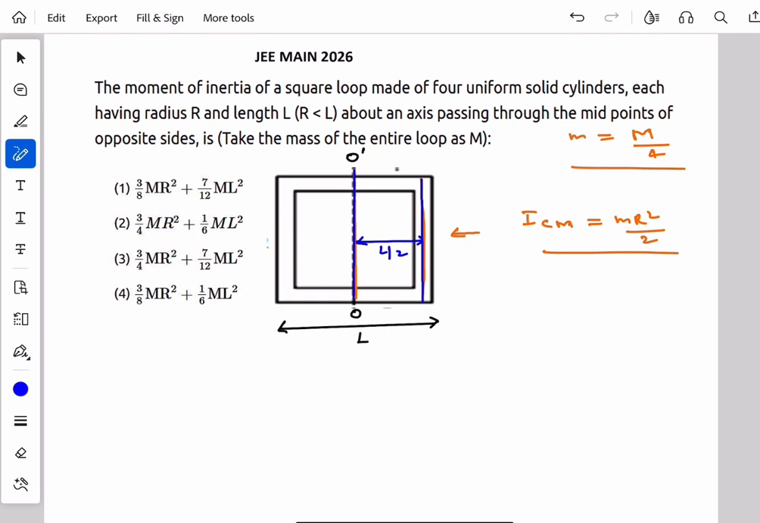So moment of inertia of this cylinder in the right hand side about the axis O dash is ICM plus small m into d square, where d is L by 2. So this is equal to m r square upon 2 plus small m, d is L by 2, whole square of it.